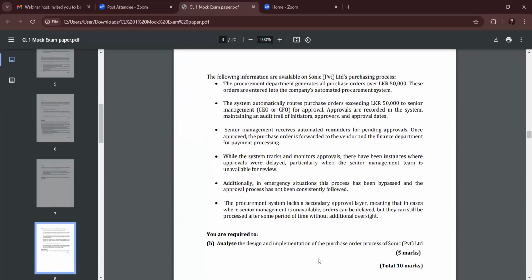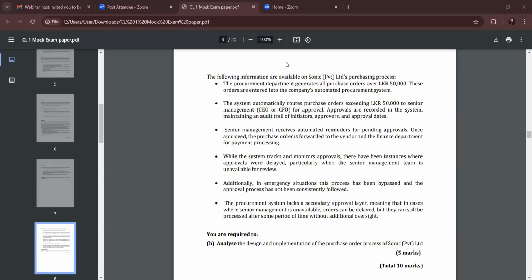See, look at the examiner's requirement, right? Action verb. Analyze the design and implementation of the purchase order process at Sonic Private Limited. Yes, that is enough, right? So for 5 marks, that's enough. Analyze the design and implementation of the purchase order process of Sonic Private Limited.